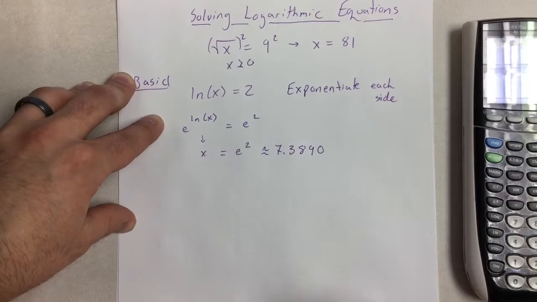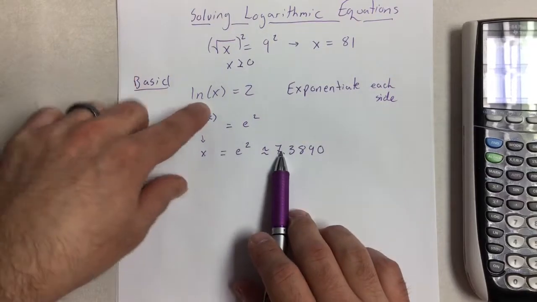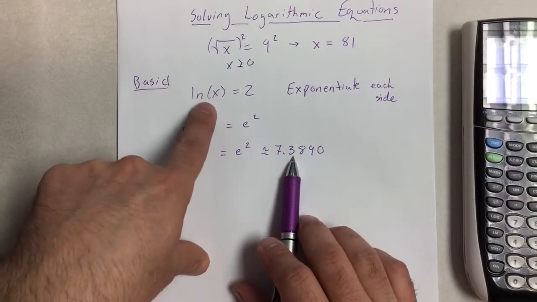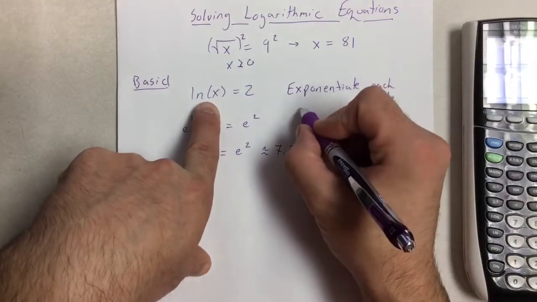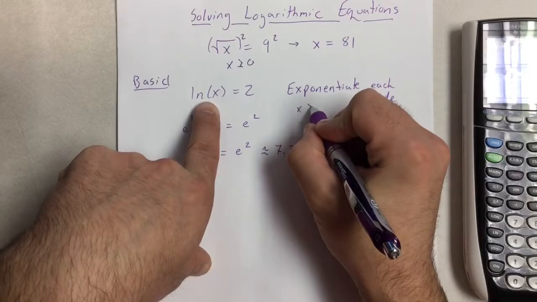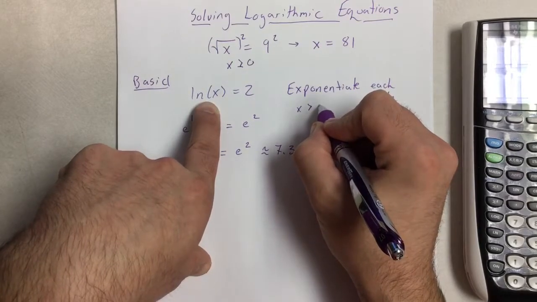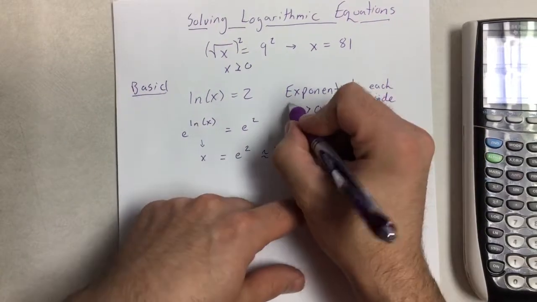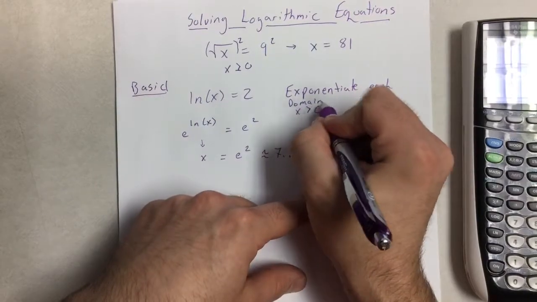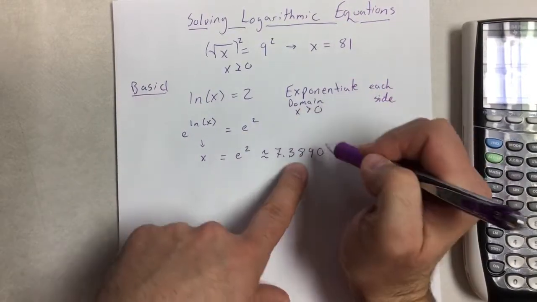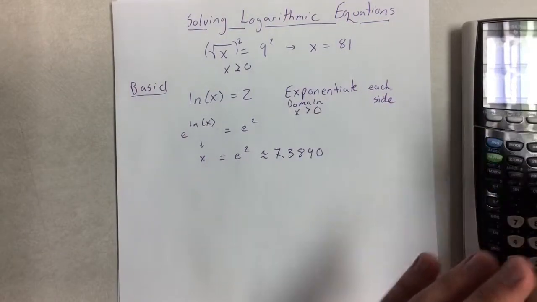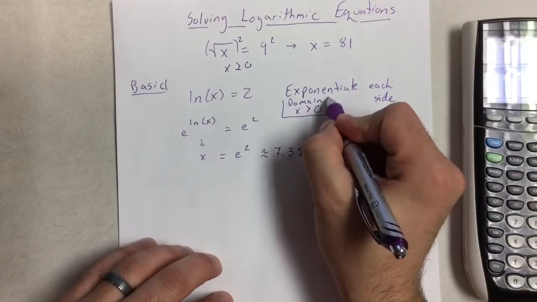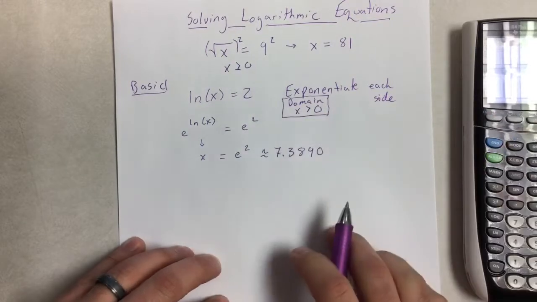Now, I want to mention this. We don't actually have to deal with it here, but for natural log, any logarithmic function, its domain is values greater than 0, x values greater than 0. So we have to pay attention to that. If I would have gotten a negative value, it would have been an extraneous solution, okay? So we have to pay attention to the domain with the logarithmic functions.